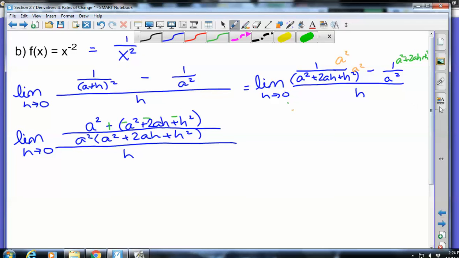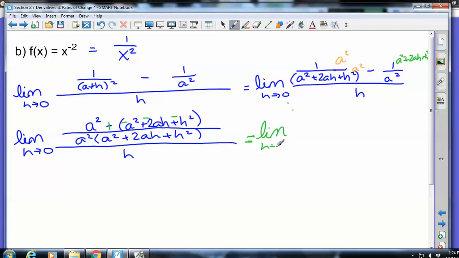So now what do we do with that negative? Distribute it. So we've got the limit as h approaches 0. The a squareds will drop out. So we have 2ah minus h squared over this ugly denominator.